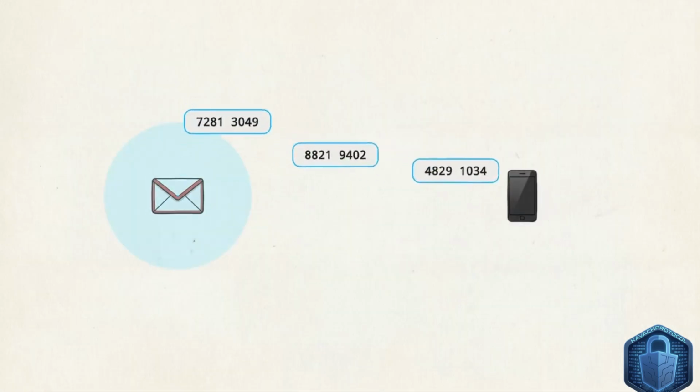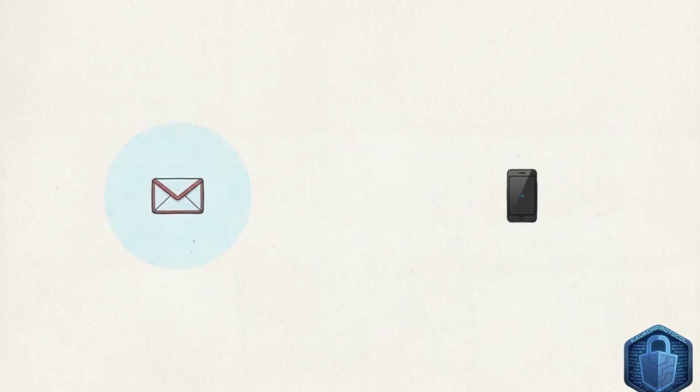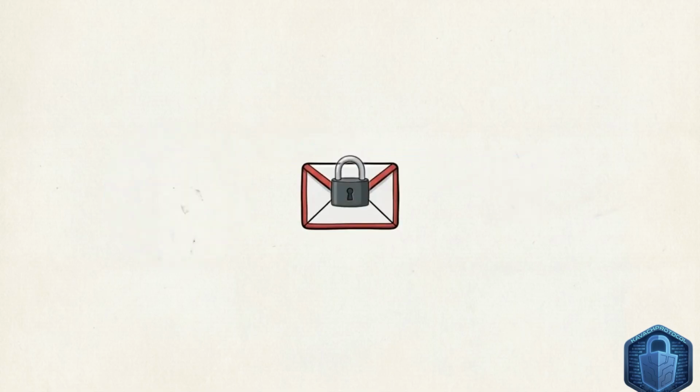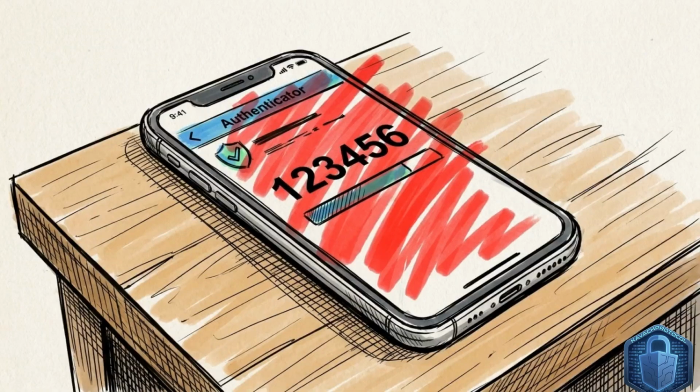Step 2. Search for the phrases backup codes and recovery codes. These are the numeric strings services email you during two-factor authentication setup for emergency access. These codes are designed to bypass two-factor authentication. If an attacker finds these emails, your phone and authenticator app no longer provide any protection.